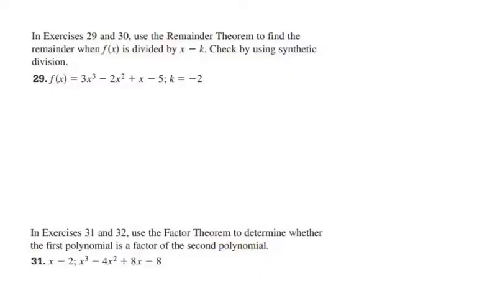Alright, so in exercises 29 and 30, we need to use the remainder theorem to find the remainder when f of x is divided by x minus k. And we're going to check by using synthetic division. Super. So remember, this is given as the 0, so if we do synthetic division, we just put our negative 2 there and fill it in. But in order to get the remainder theorem, all they're saying is to take this and plug it in.